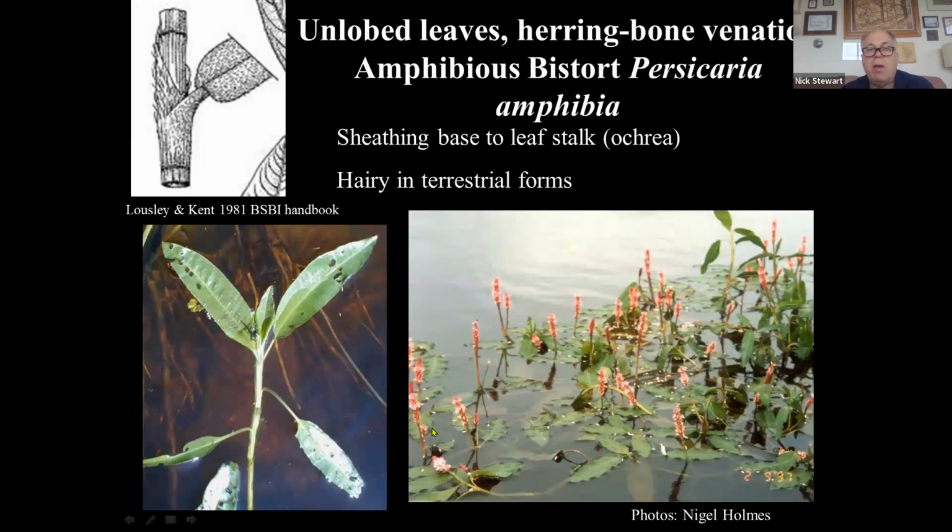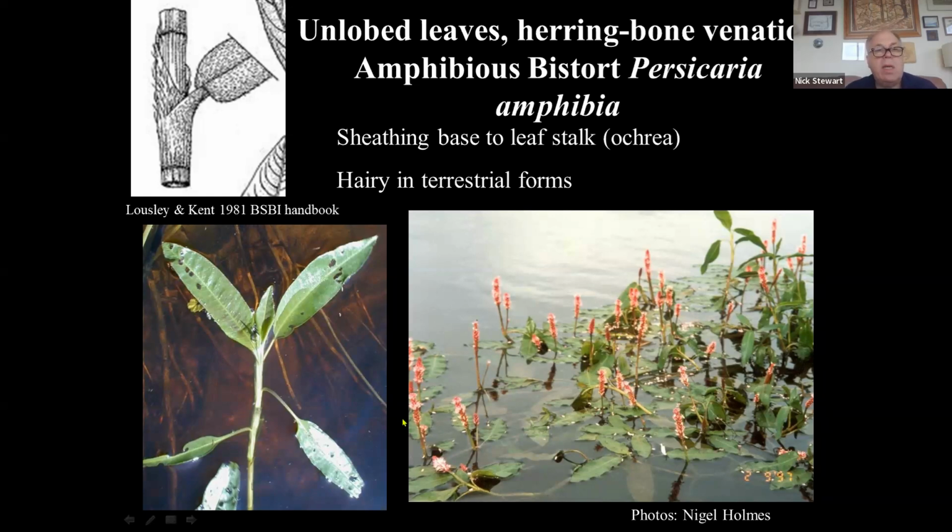And if we go for the ones with the herringbone pattern, basically the main species is Amphibious Bistort, which, when it's flowering, of course, it's easy. It's got these very obvious pink flowers, but it differs from most of the other species by this herringbone venation, and so it's quite easy to separate even when the flowers aren't present.